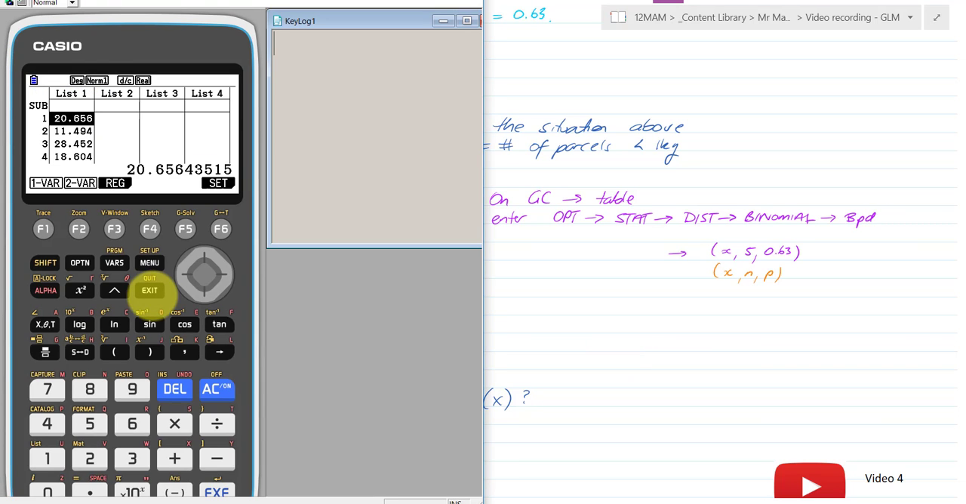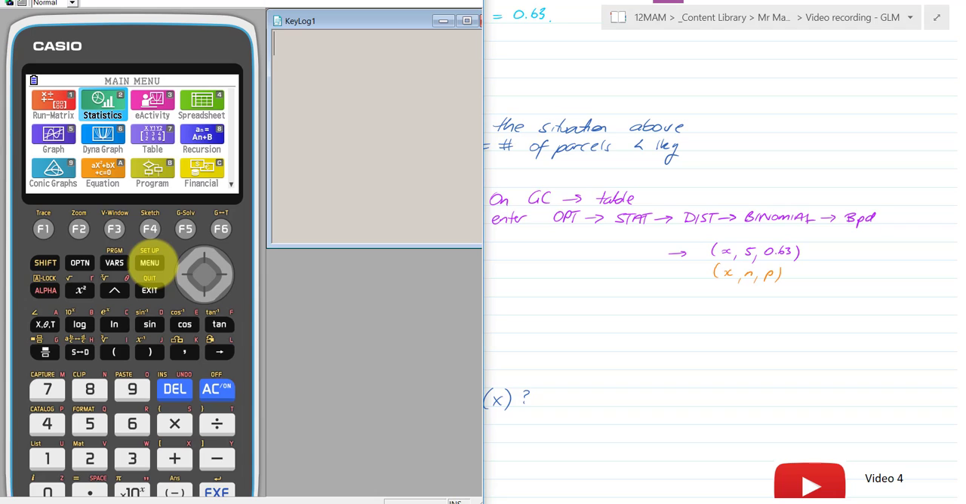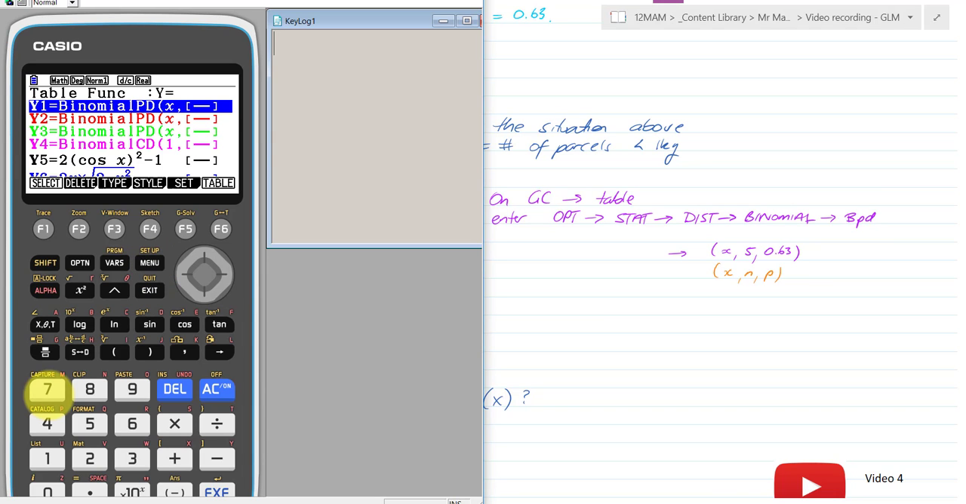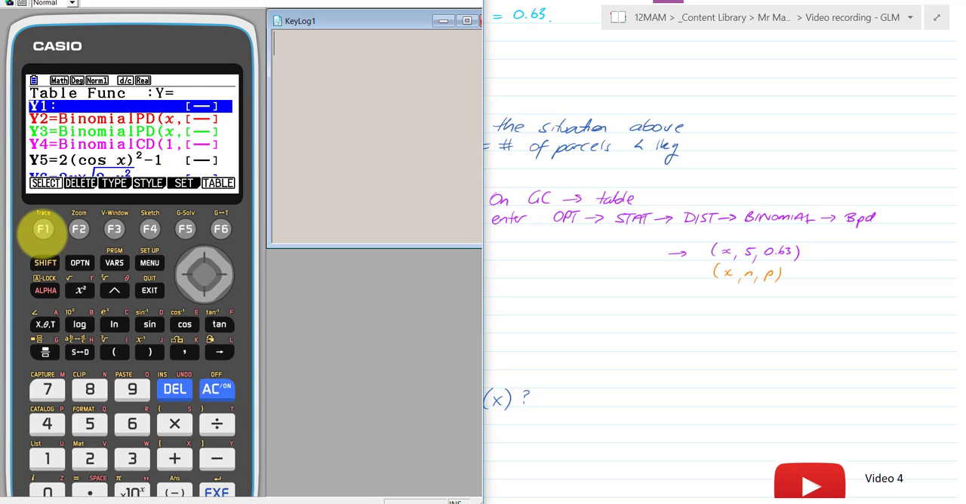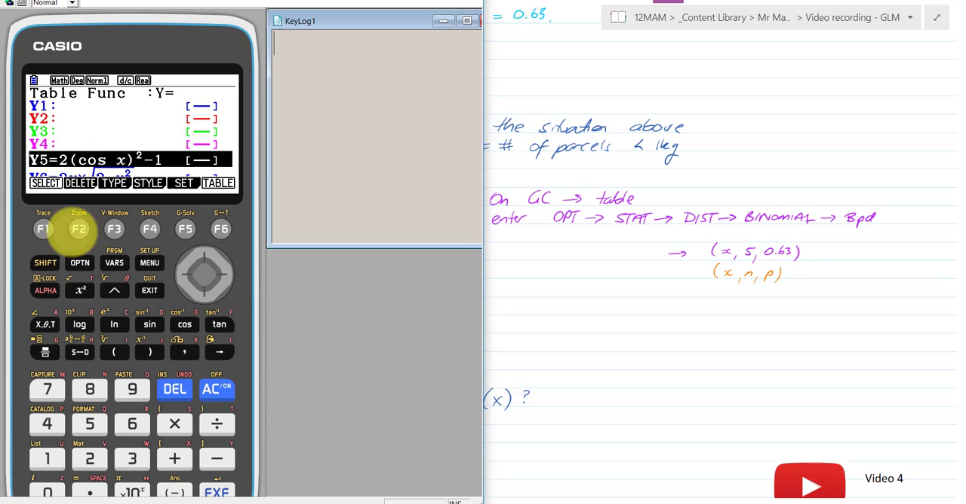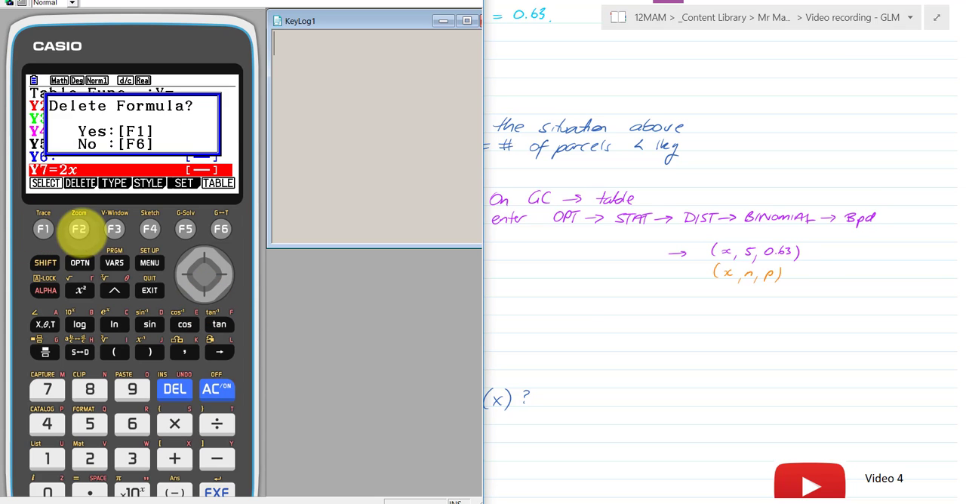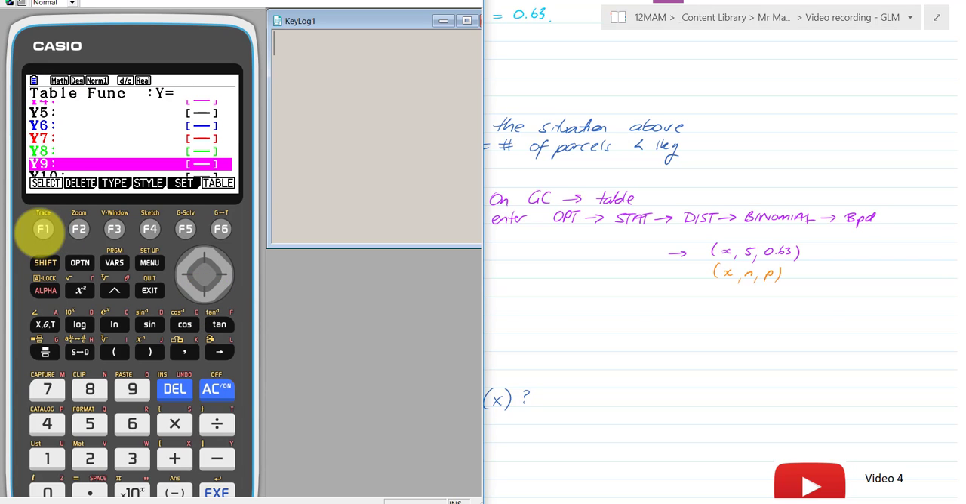So I exit out of here. I've been in statistics from a couple of videos ago, and I go to item 7, table. Now I've got a load of stuff in here, and if you go to F2 you can delete all, and I don't need them all. I know I can delete each one individually, but in some of the menus you can delete all. So you should keep this clean, although it doesn't matter if you do keep quite a few of them.